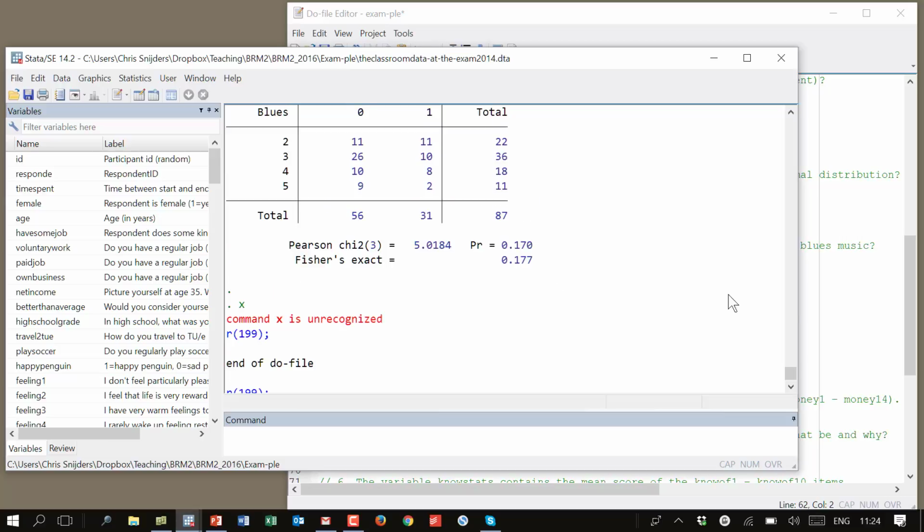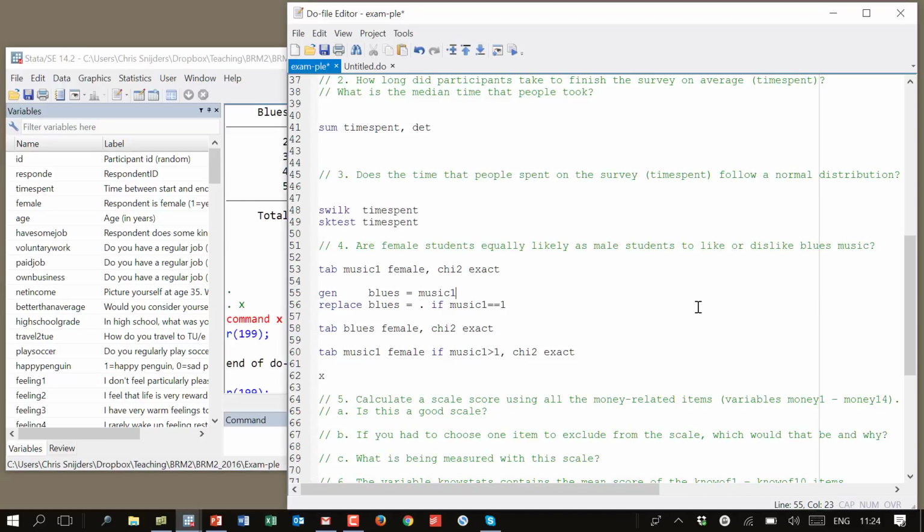Usually, loosely speaking, the questions in the beginning are relatively straightforward, in the sense that the answer is obvious and complete as soon as you have it. So here, are female students equally likely as male students to like or dislike? And then you can just answer, okay, a yes or a no, depending on exactly what you did and what came out.